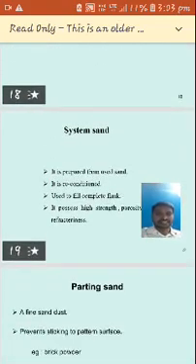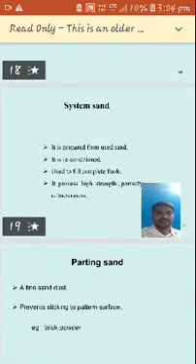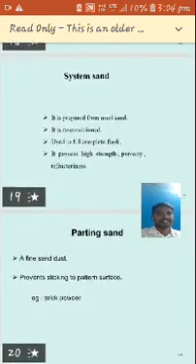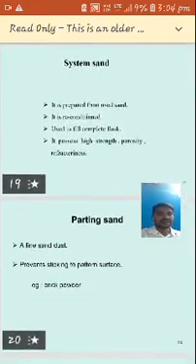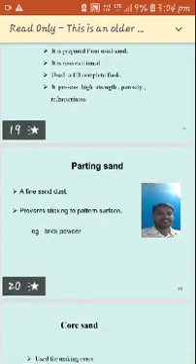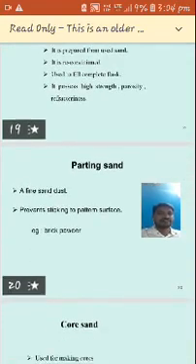Next, system sand. It is prepared from used sand. The system sand is a reconditioned sand, used to fill complete flasks. It possesses high strength, porosity, and refractoriness.